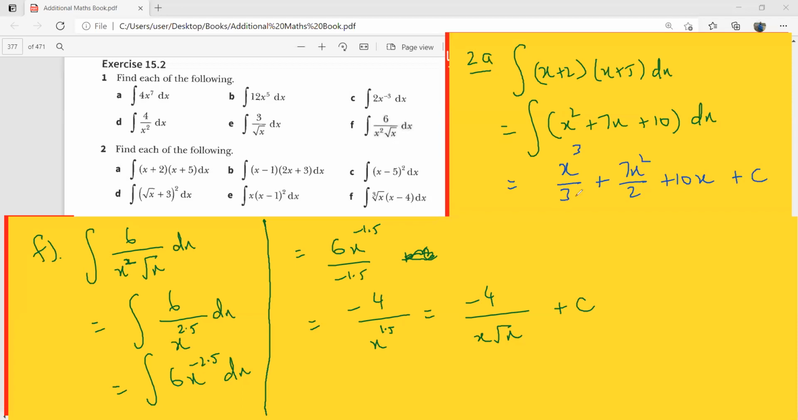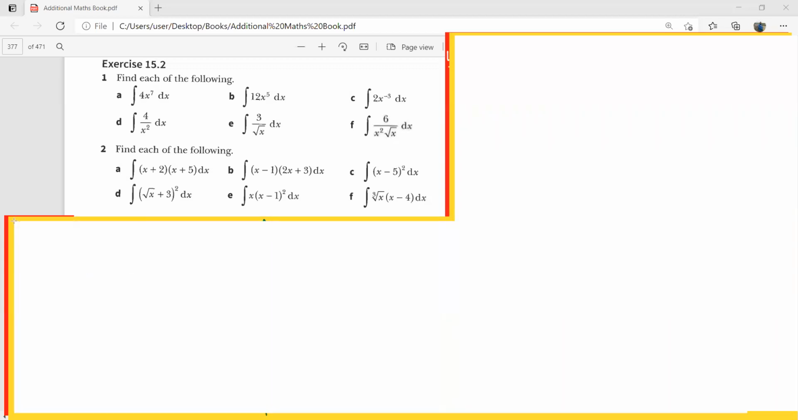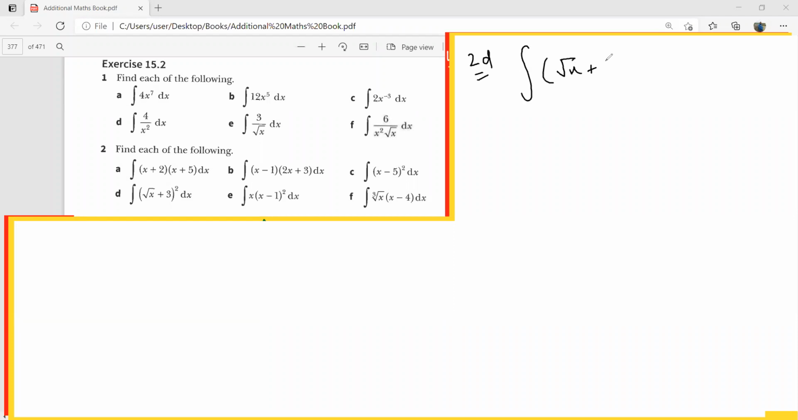Okay. Similarly, if you look at part D, you can do part C later on by looking at the way I'm doing this part D. Now look at part D. Let me cover this first. Here we are. Okay, part D, question 2 part D. Now it says the square root x plus 3 whole square dx.